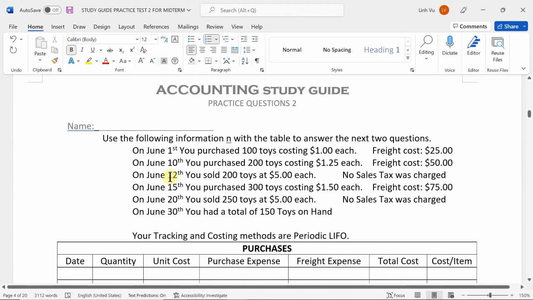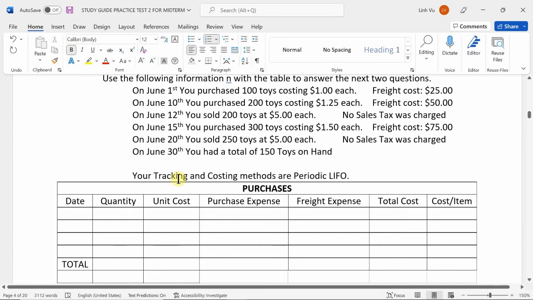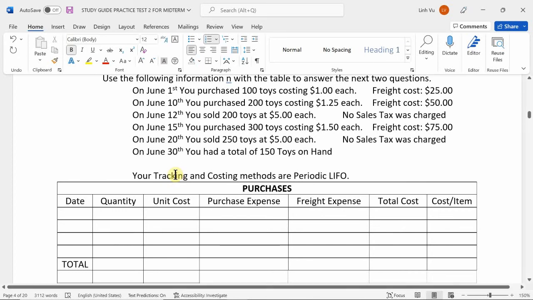All right, let's do an example here. Okay, use the following information with the table to answer the next 2 questions. So here we go. All right, the most important thing that you need to know here is your tracking and costing methods are periodic and it's LIFO. Okay, so we do the last in, first out.